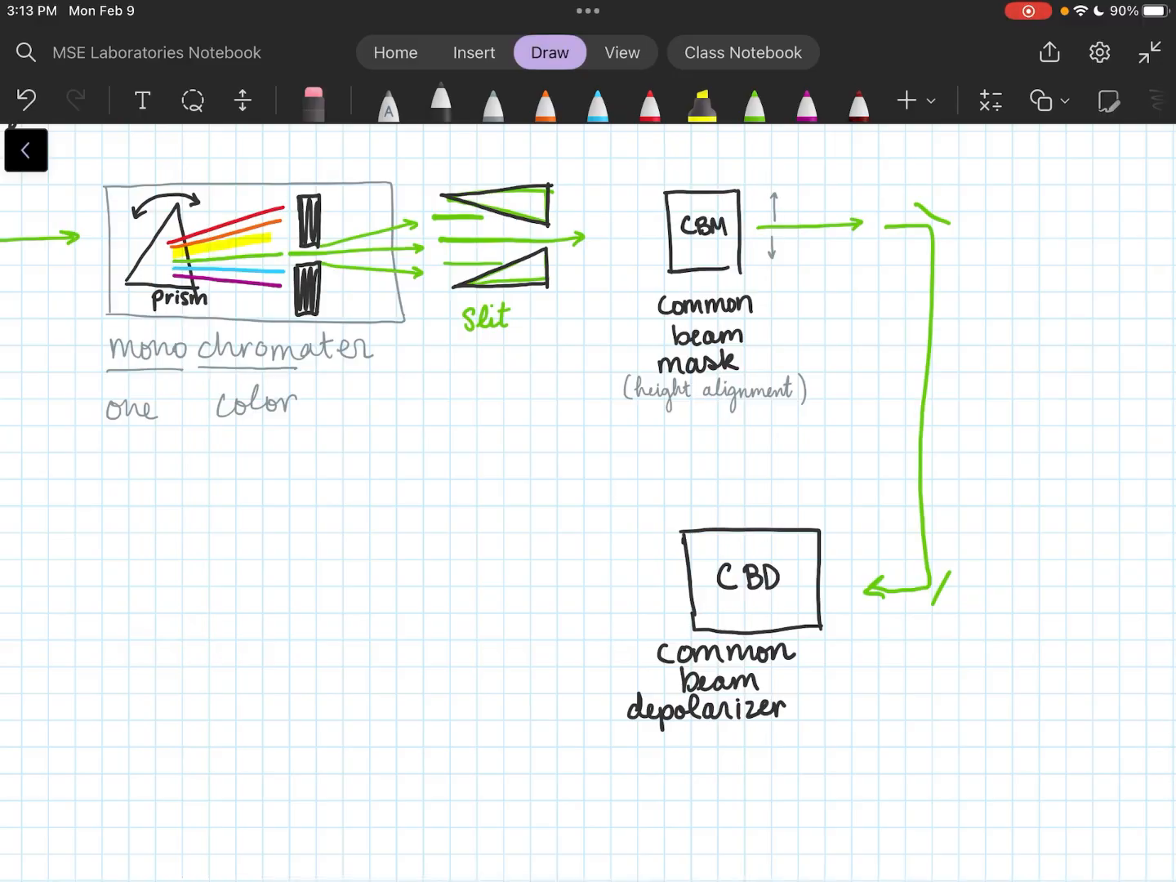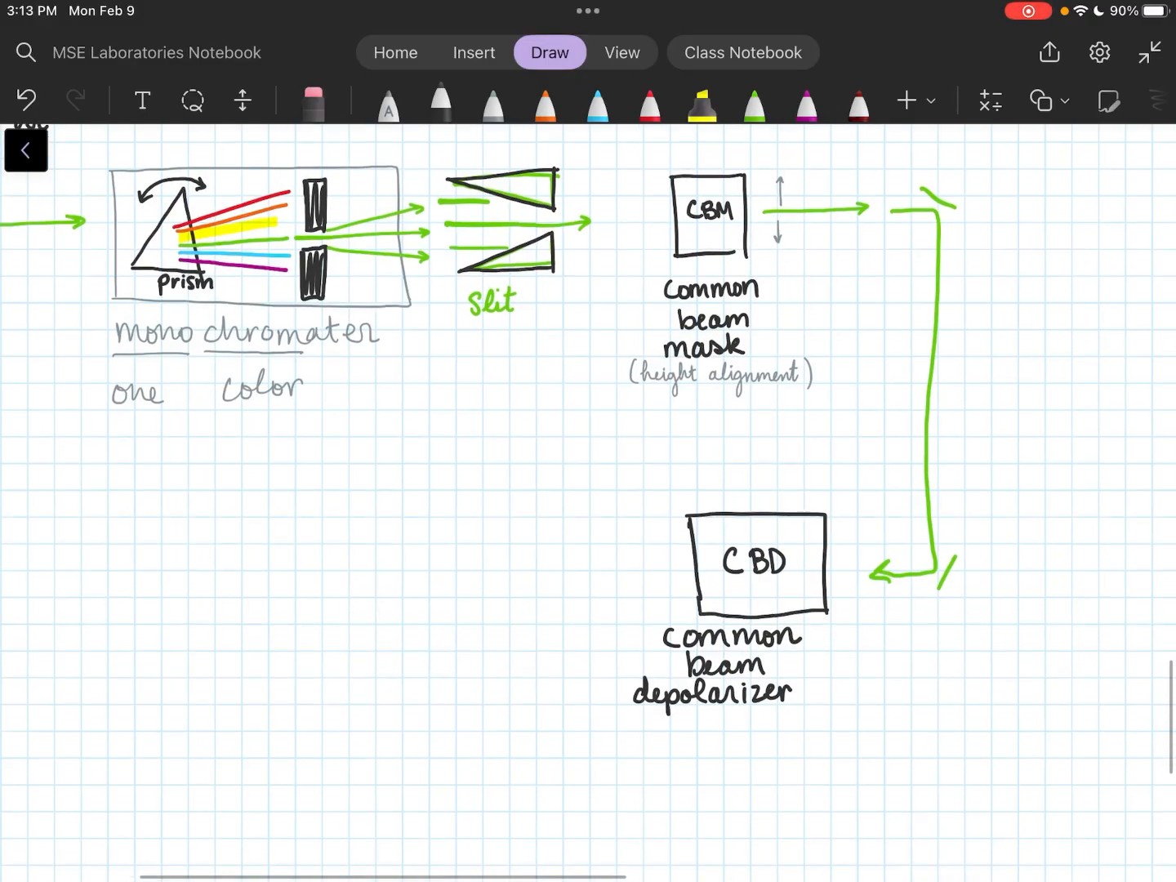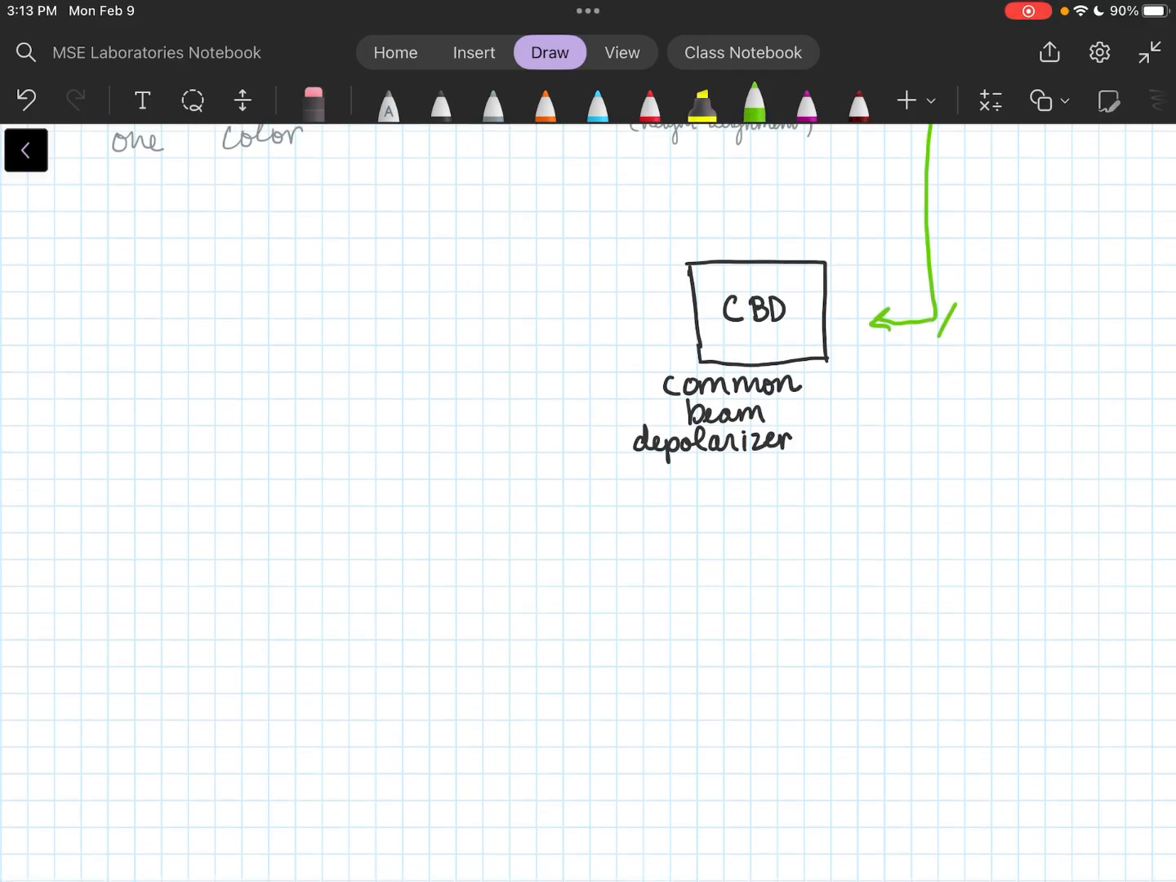And what's going to happen to this light while it's going through all of these different things is there is a good possibility that the light is going to become polarized. Do you know what polarized light means? I know it's polarized, but I don't know it's polarized light.